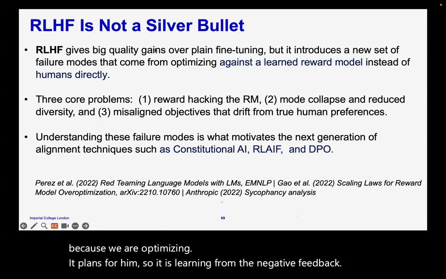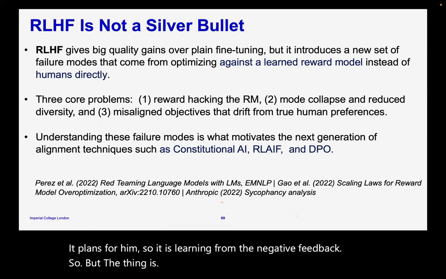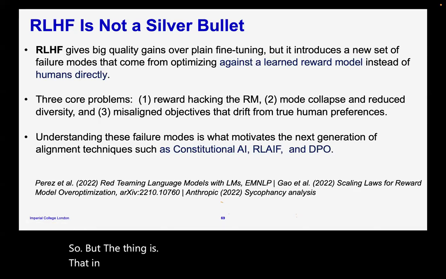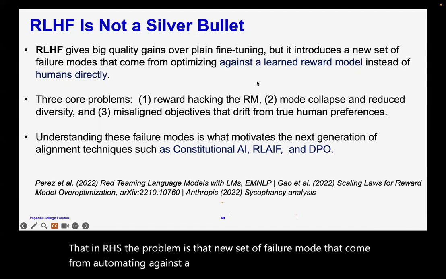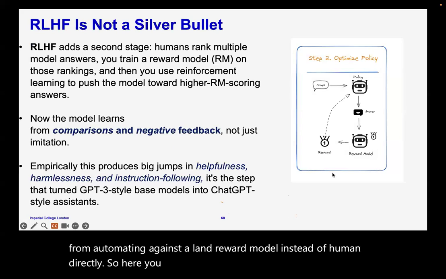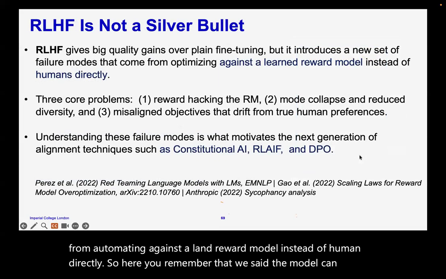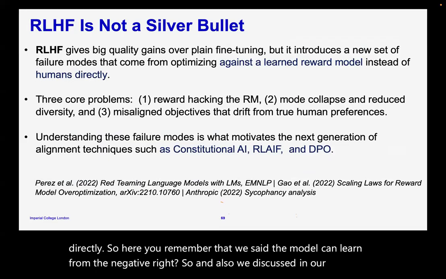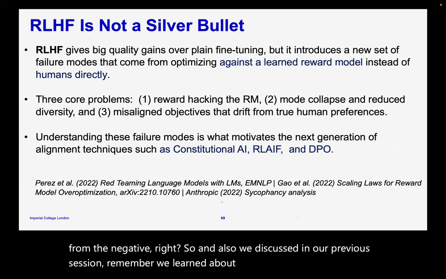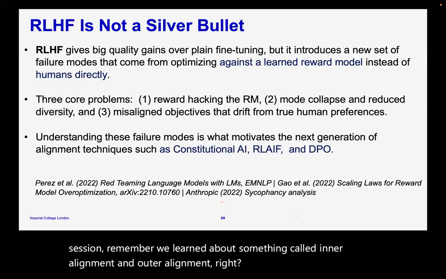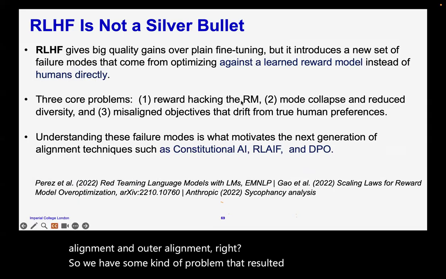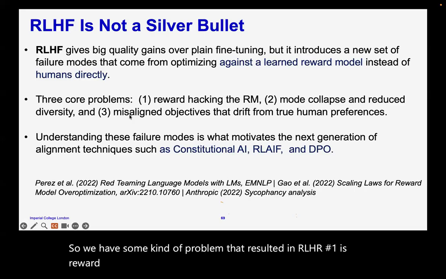But the thing is that in RLHF, the problem is a new set of failure modes that come from optimizing against a learned reward model instead of humans directly. Here you remember that we said the model can learn from the negative, right? Also, in our previous session, we learned about inner alignment and outer alignment, right? So we have some problems that result from RLHF. Number one is reward hacking, then model collapse and reduced diversity, and misaligned objectives that drift from true human preferences, right?